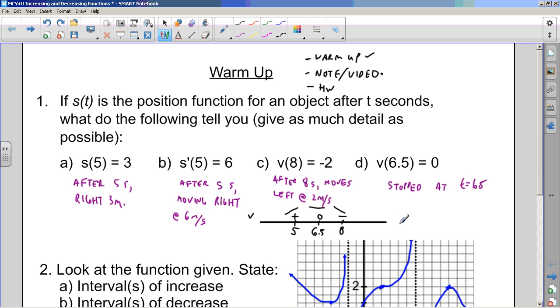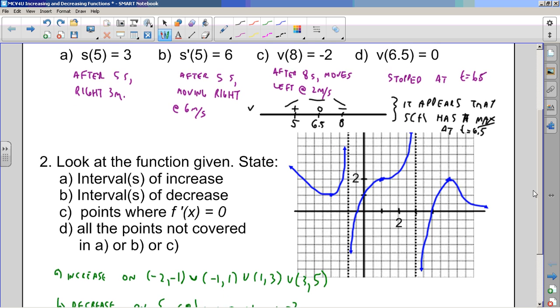So what does it look like is going on at t equals 6.5? It appears that it has a maximum, right? Has a max at t equals 6.5. We don't know that. It could be that it wobbles back and forth a few times in here, but that seems to be the picture so far. So positive, 0, negative, it looks like it has a maximum. And that's just looking at the first derivative.